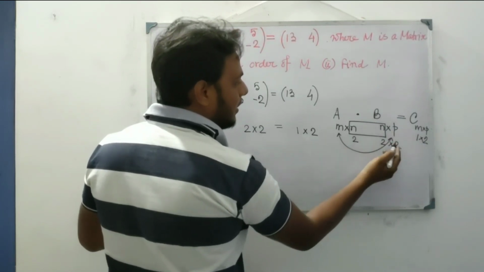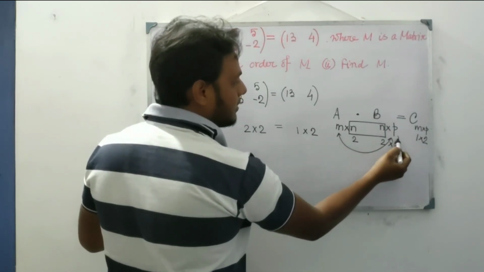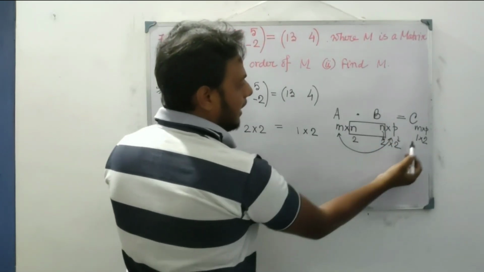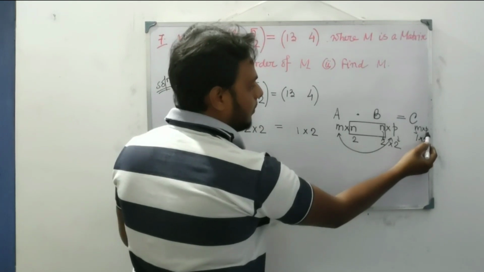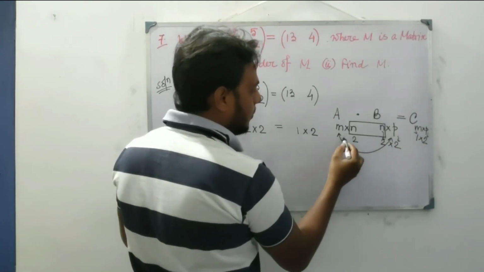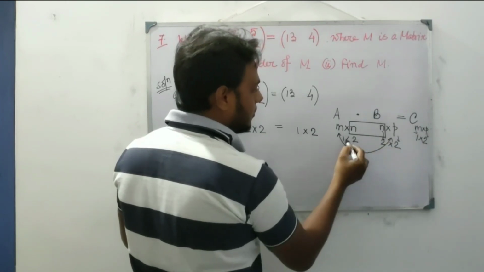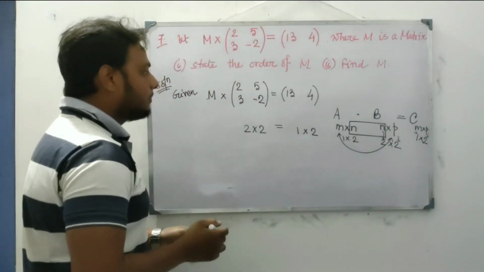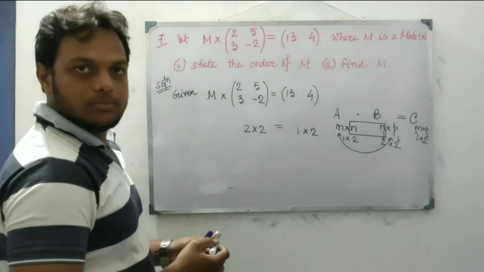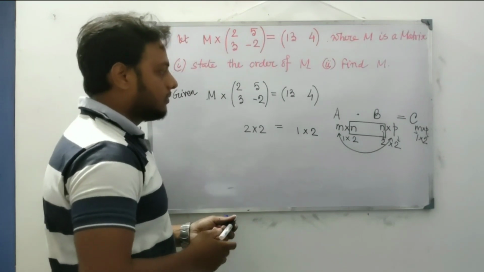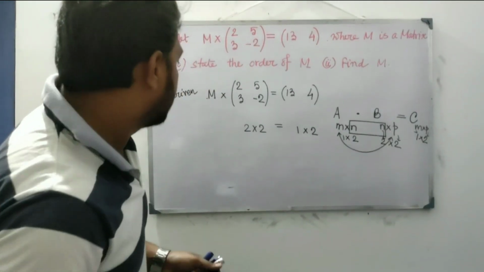And ultimately we get the extremities. Here P means 2, N means 2. M means 1 and P means 2. So here M must be 1. See, here M is 1, so the order of M will be 1 cross 2. Understood? Understood or not?